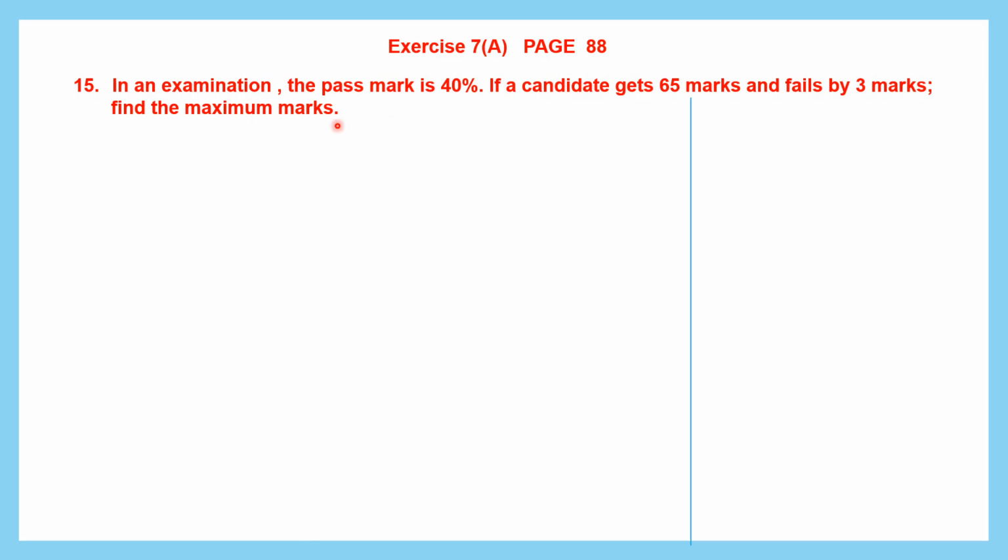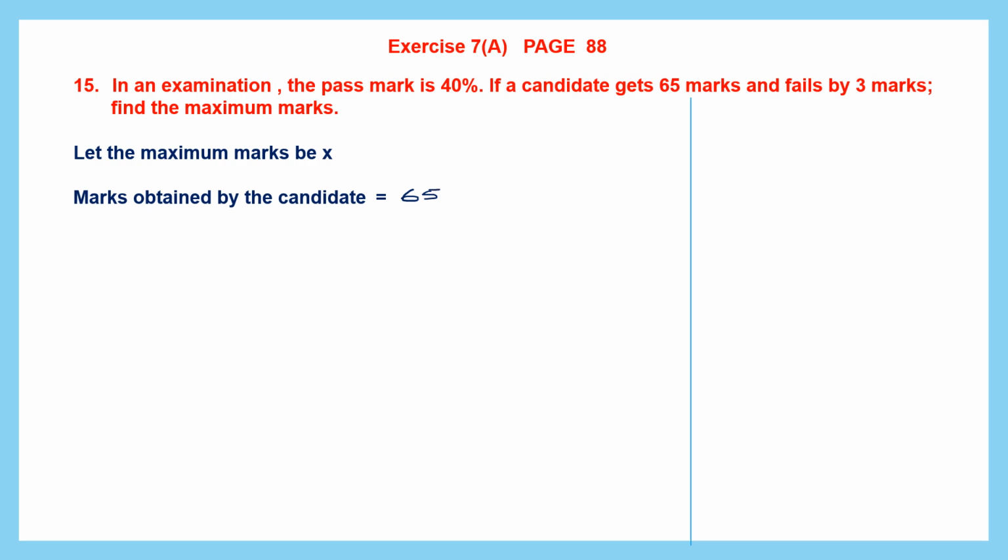Okay, so with all these details, let's start by saying, let the maximum marks be x. We don't know the maximum marks, so we're going to consider that to be x. Now the marks obtained by the candidate. The candidate has got 65 marks. So we can write the marks obtained by the candidate is 65 marks.